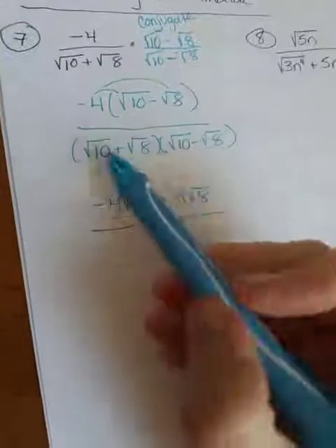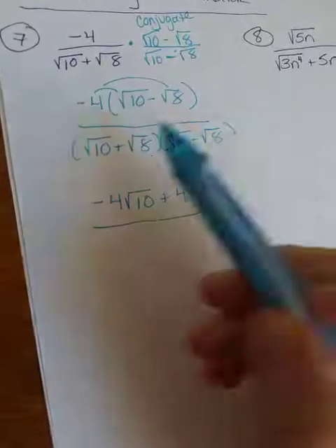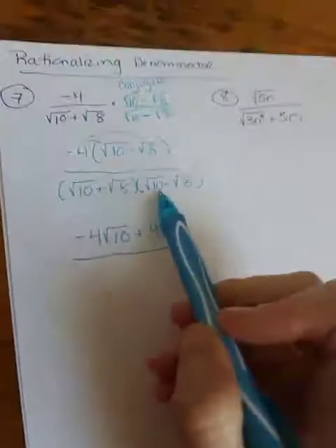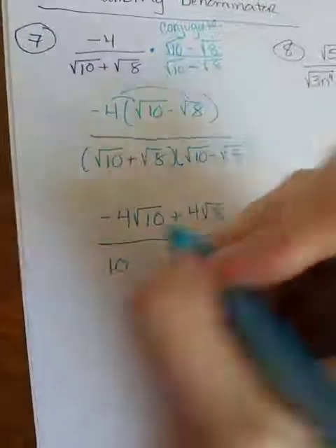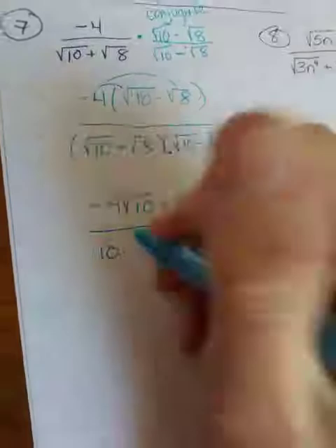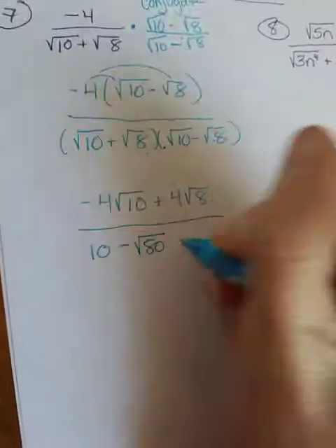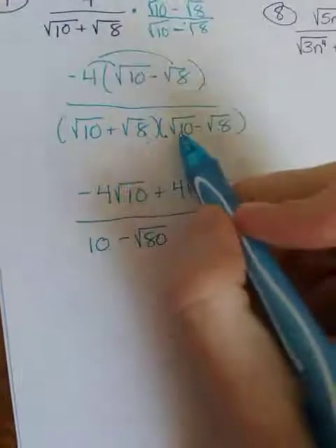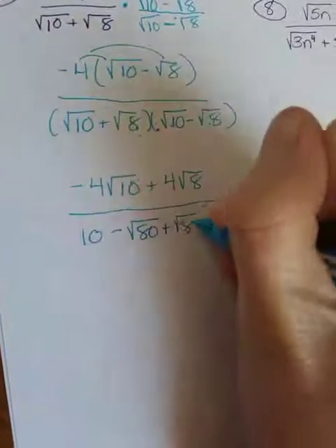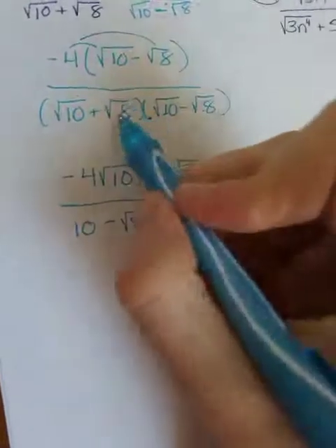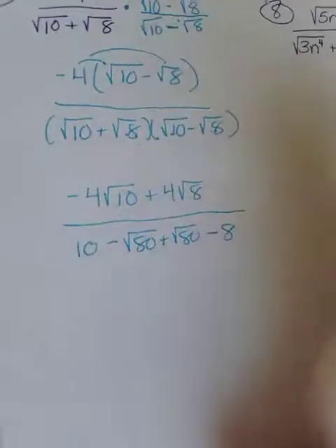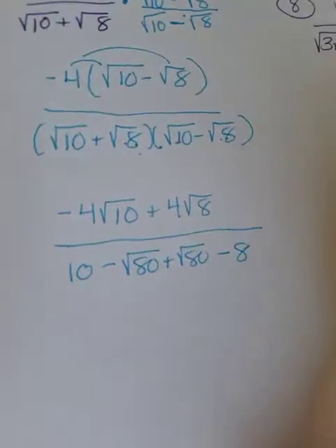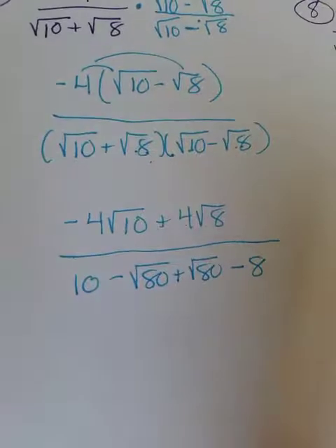Now I FOIL the denominator because I have a binomial times a binomial. So root 10 times root 10, remember that is root 100, which is 10. And then I'm going to get a minus root 80. Some of you might remember the trick here. I'm going to get a plus root 80. And then a positive root 8 times a negative root 8. That's going to be a negative 8. Or a negative root 64, which would be a negative 8.